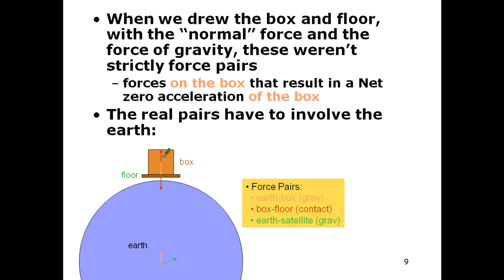These guys are equal, their net force equals zero. The box and floor are force pairs. They equal zero. That's what force pairs are: pairs of forces whose net force adds up to zero. We can also draw, where's he at? There's a satellite coming in. We have a satellite force pair between the Earth and the satellite. Notice how these are the same magnitude, but in opposite directions. That means their net force is going to be zero.